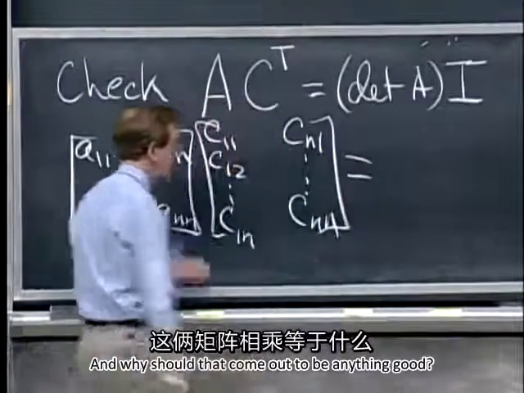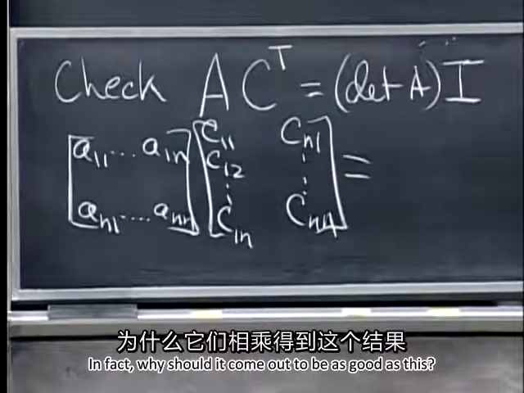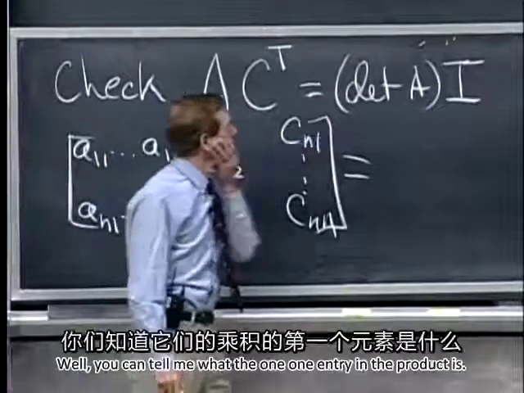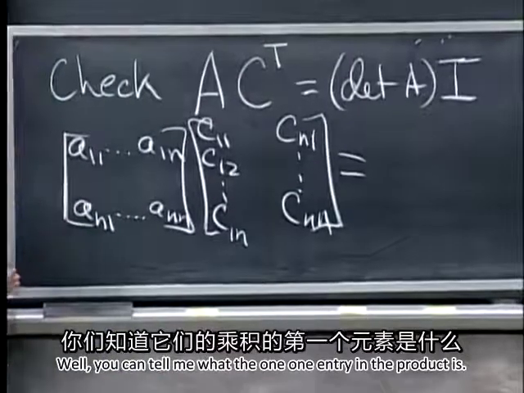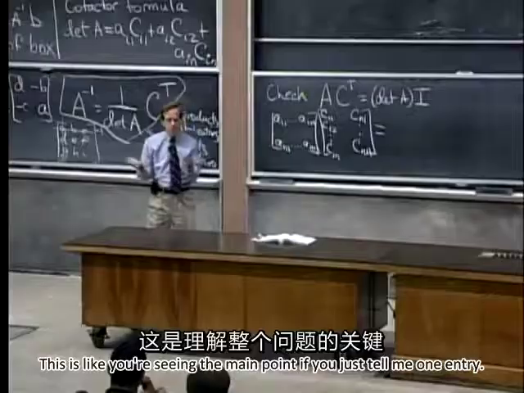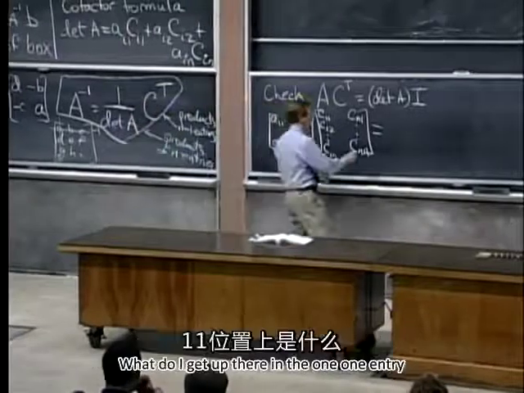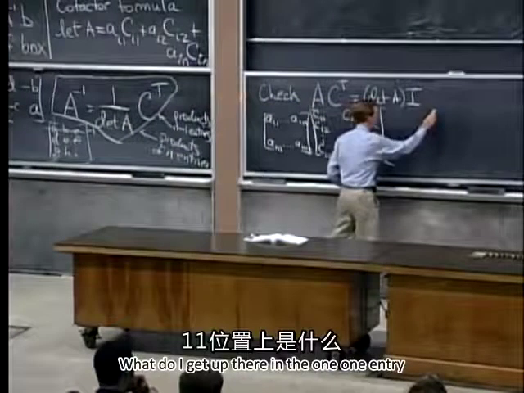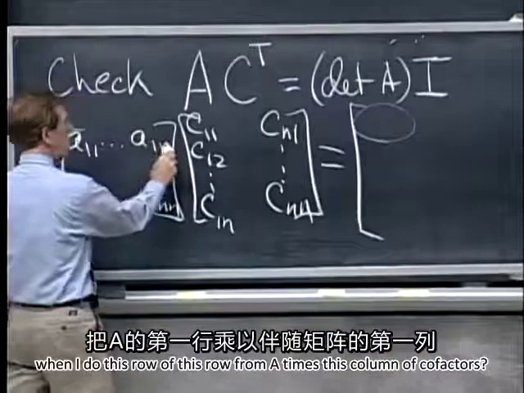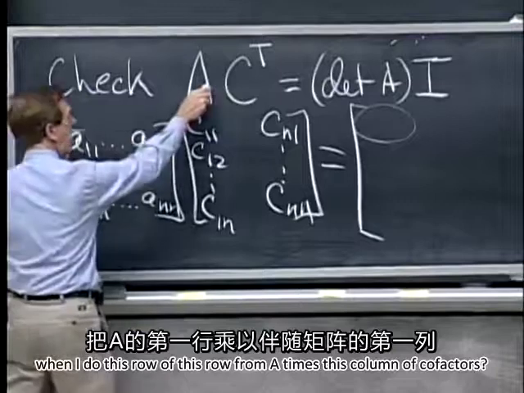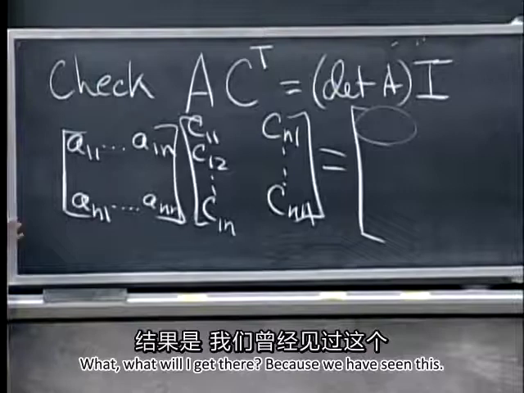And why should that come out to be anything good? In fact, why should it come out to be as good as this? Well, you can tell me what the 1,1 entry in the product is. You're seeing the main point if you just tell me one entry. What do I get up there in the 1,1 entry when I do this row of A times this column of cofactors? What will I get there?